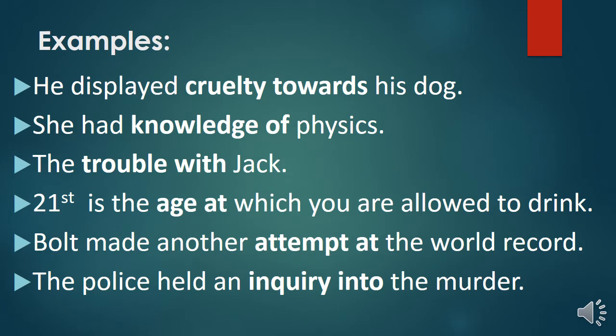Examples: He displayed cruelty towards his dog. Cruelty is the noun, towards is the preposition. Noun plus preposition. She had knowledge of physics. Knowledge is the noun, of is the preposition. The trouble with Jack. 21st is the age at which you are allowed to drink. Bolt made another attempt at the world record. The police held an inquiry into the murder.